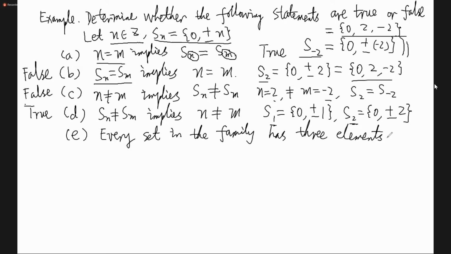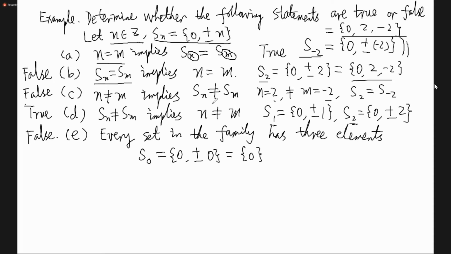So is this true? So every set, okay, why is it false? This S sub 0 only has 1 element. Good. Because, as I said, if you are claiming this is false, then you just need to provide a counterexample. So in this case, if you look at S sub 0, this is by definition 0 plus or minus 0. But as we know, we don't duplicate elements in a set. This is just a single element. Of course, this S sub 0 doesn't have 3 elements.